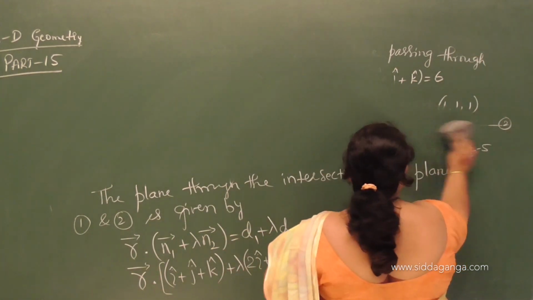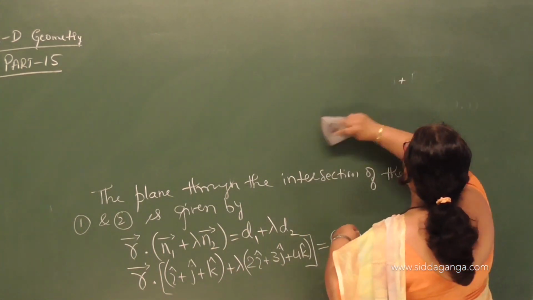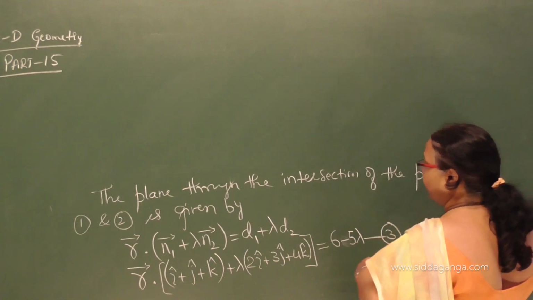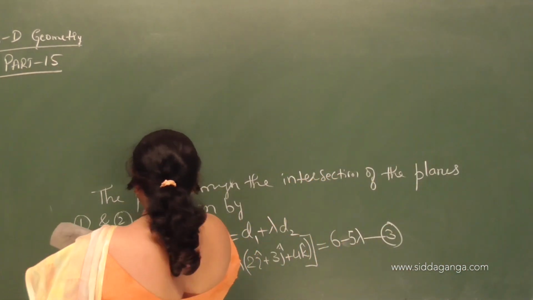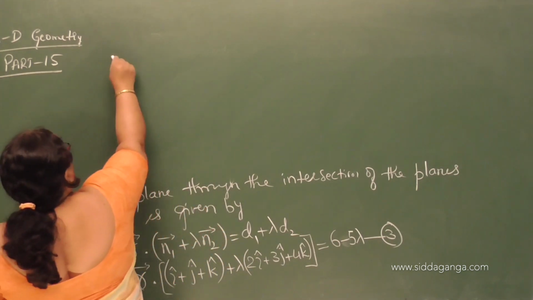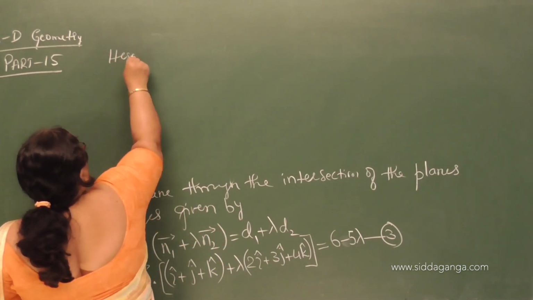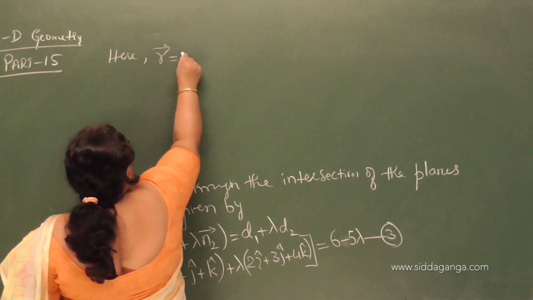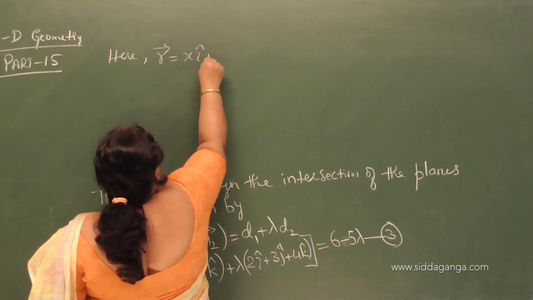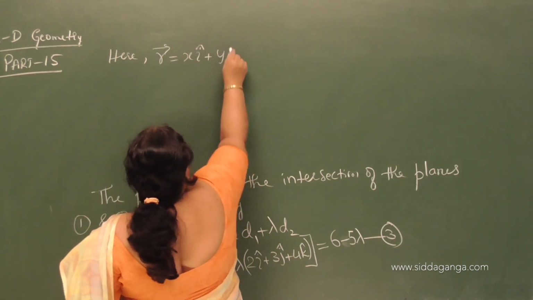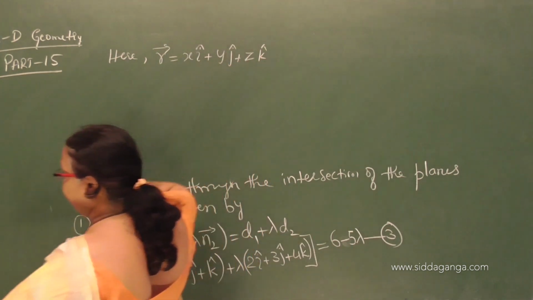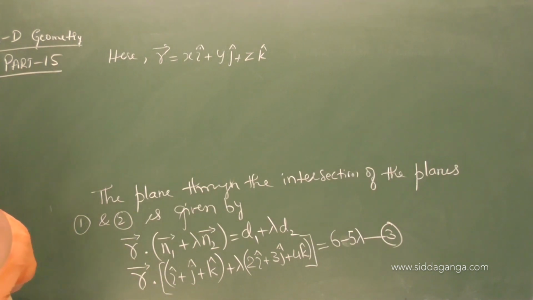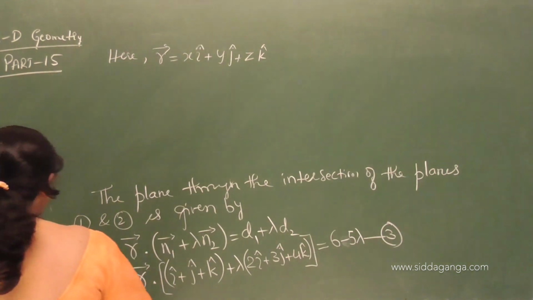So here vector r is the position vector of the point, that is x, y, z. So here vector r is nothing but x into i cap plus y into j cap plus z into k cap. So now you take the dot product.